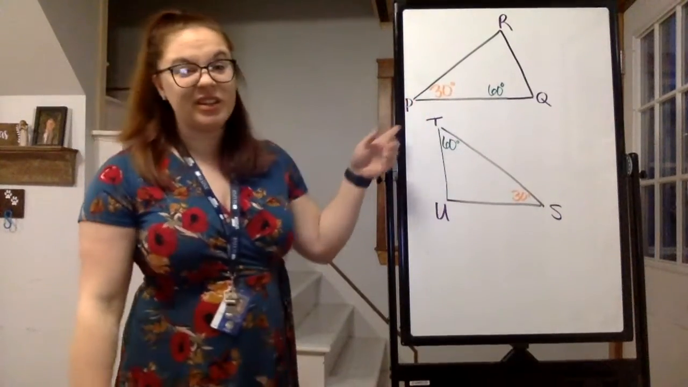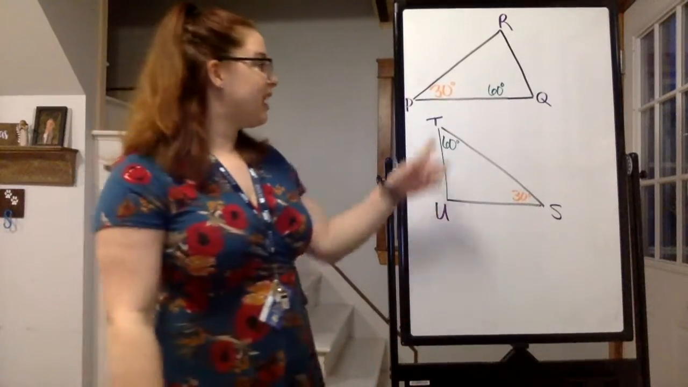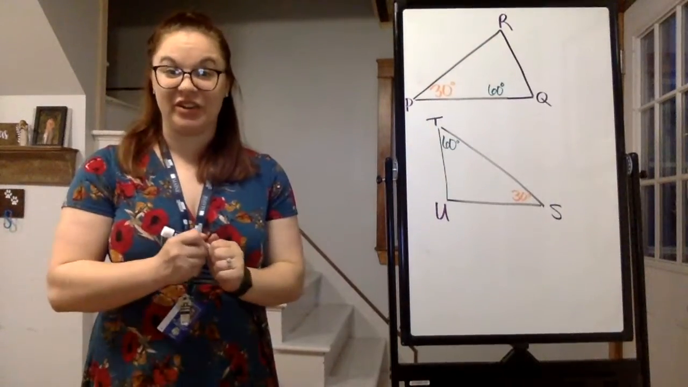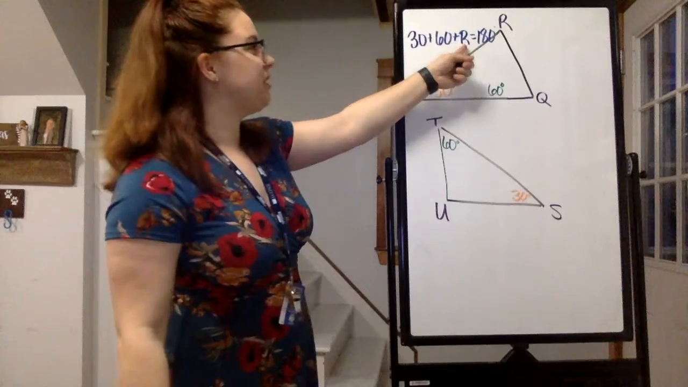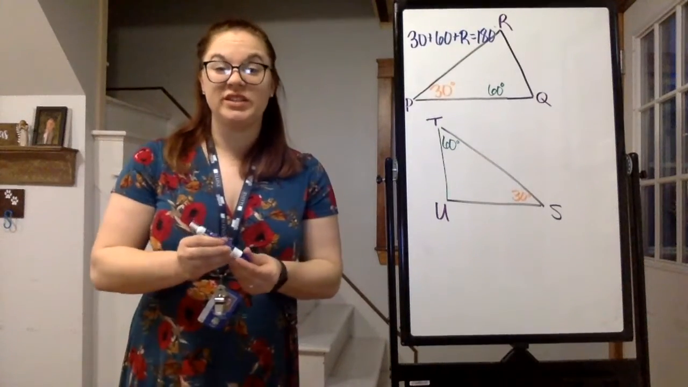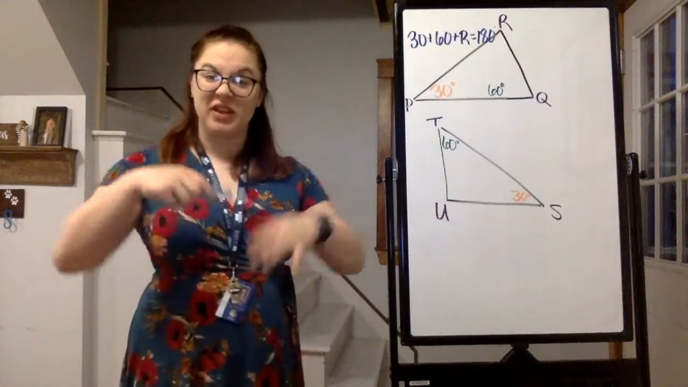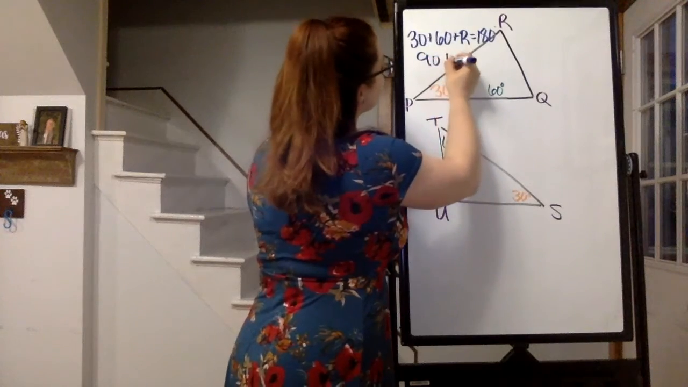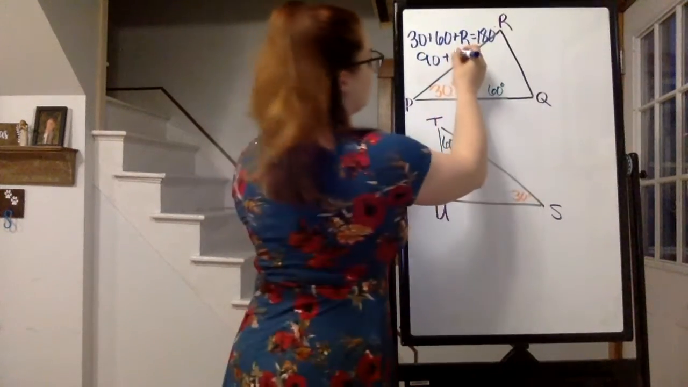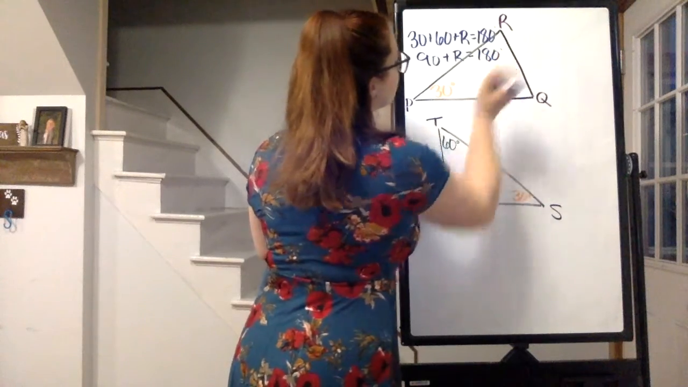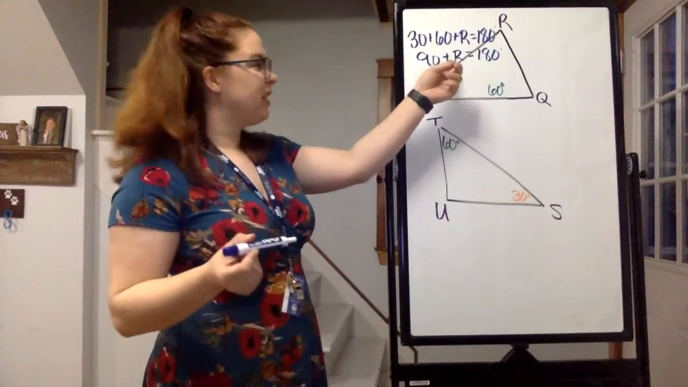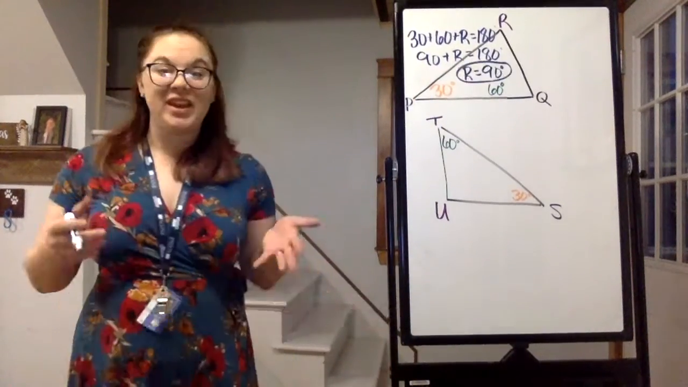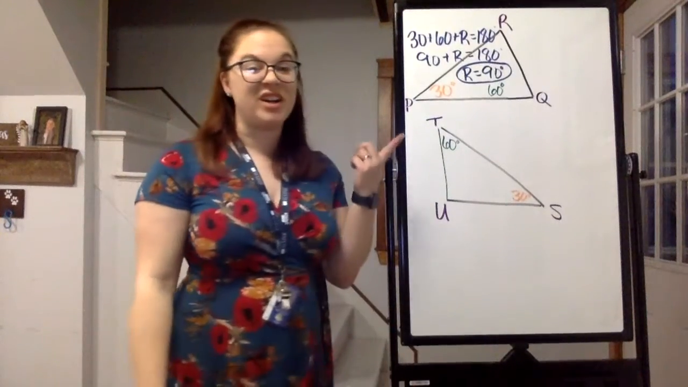What we can do here is double check that 30 plus 60 plus angle R is going to equal 180 degrees. So we have 30 plus 60 plus R equals 180 degrees. We do a little bit of algebra and simplify this down. 30 plus 60 is 90, plus R equals 180. And 90 plus something equals 180. I know 90 plus 90 is 180. And here we have our answer: angle R is 90 degrees.